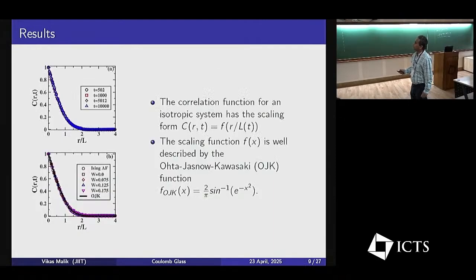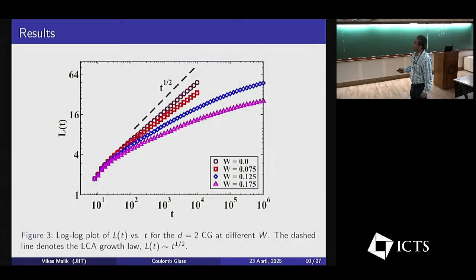We can look at the correlation function, and the correlation function very nicely scales with the correlation length. You can see that at different times for a particular disorder, the correlation function scales very nicely, and also at the different disorders. Not only that, it also follows this Ujike function, which is actually the fitting form for a nearest neighbor or a short range interaction. This is the correlation length versus time. You can again see that at W equal to 0, we are having a t to the half law. And as we are increasing the disorder, the correlation length is decreasing, the growth is slowing down.